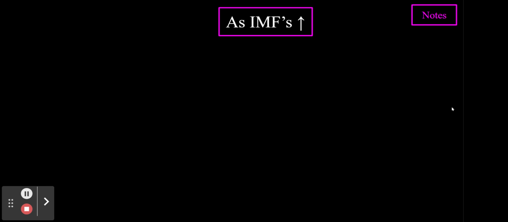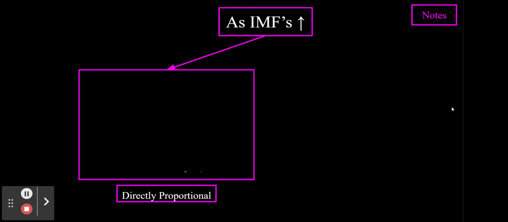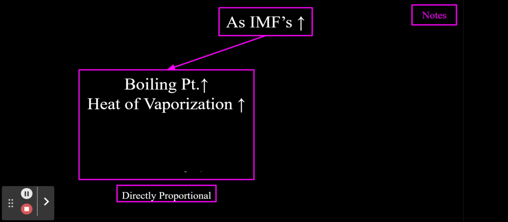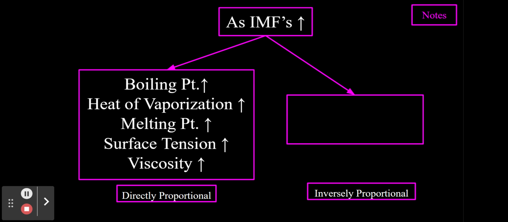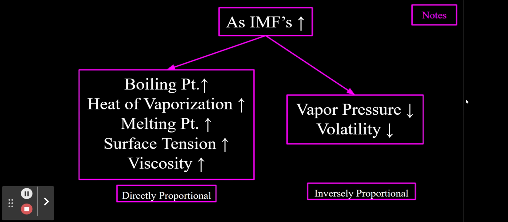Okay, so for IMFs, here are the physical properties that they will directly relate to. One is boiling point. The second is heat of vaporization, melting point, surface tension, and viscosity. And the ones that have an inverse relationship are volatility and vapor pressure. And I said those out of order.